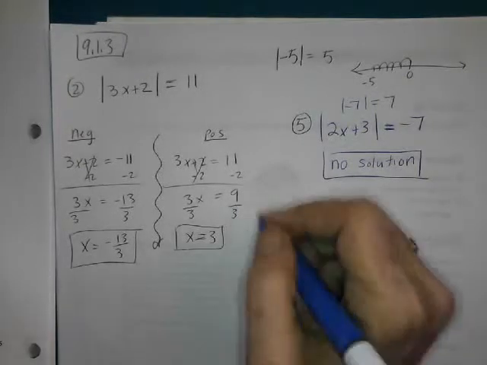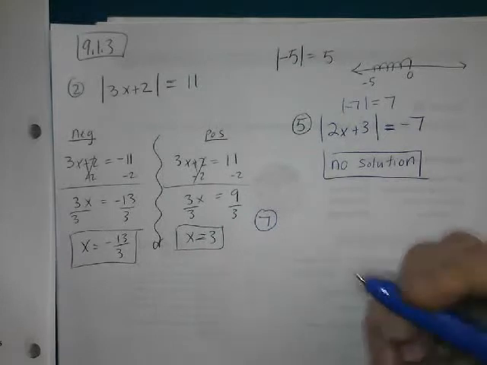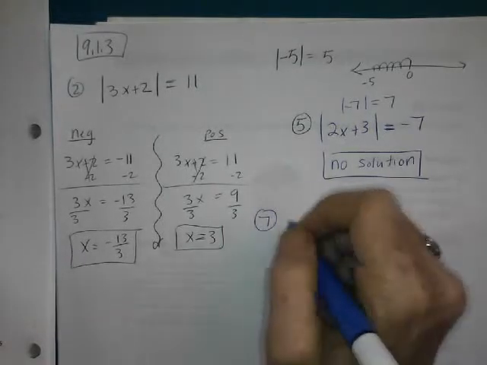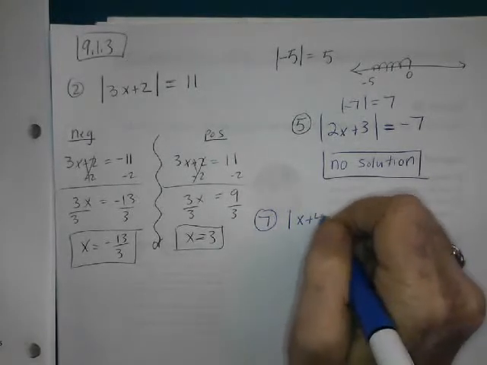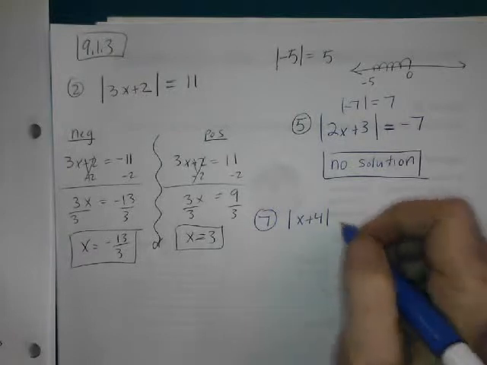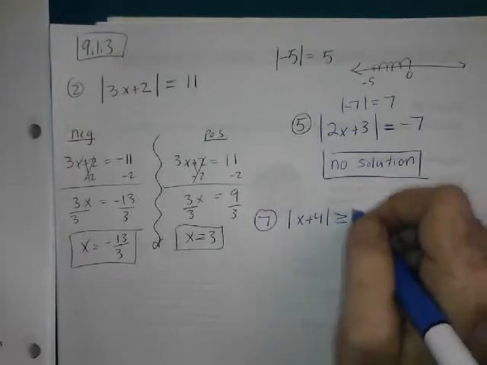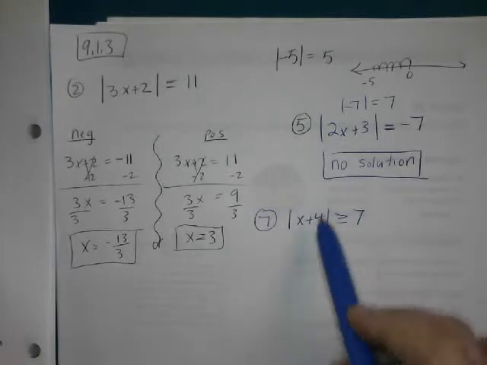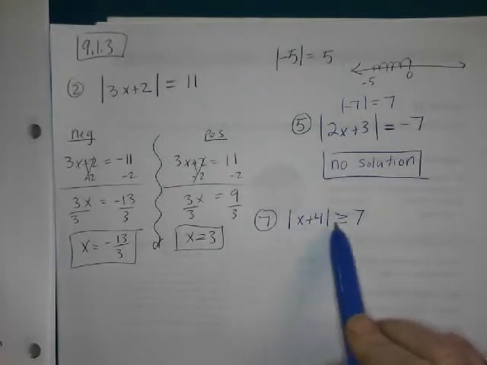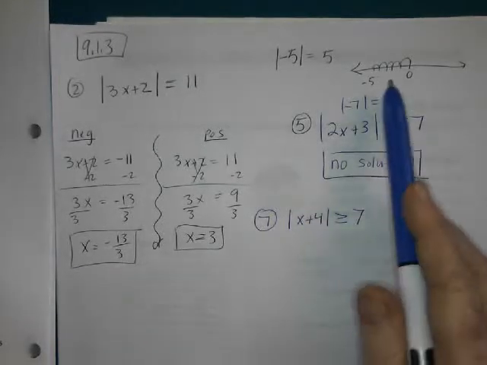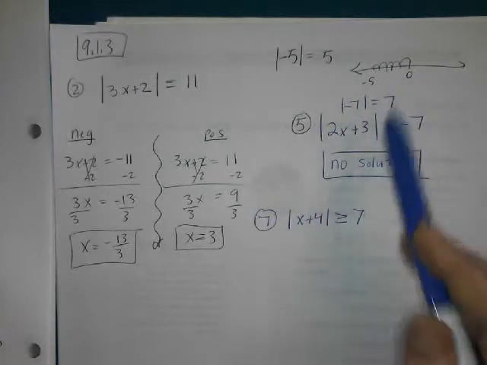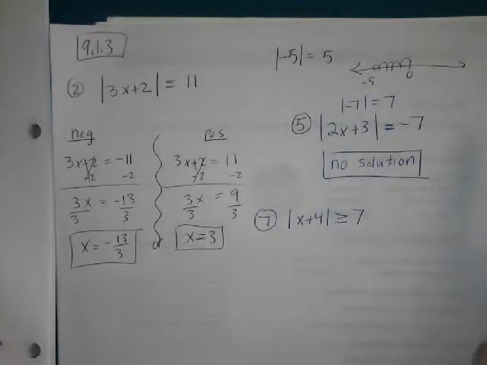Now, number 7 wants you to do absolute value with an inequality symbol rather than an equal sign. So it's going to be very much the same procedure, just a little bit different. This is saying that an absolute value of something is greater than 7, or in other words, it's more than 7. The distance from 0 on the number line of this is greater than 7. So it could be 8 or 9 or 10 or negative 8 or 9 or 10 or something.